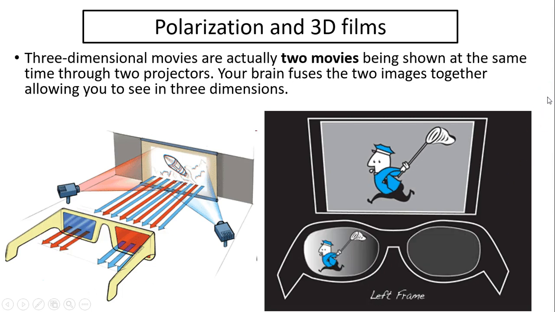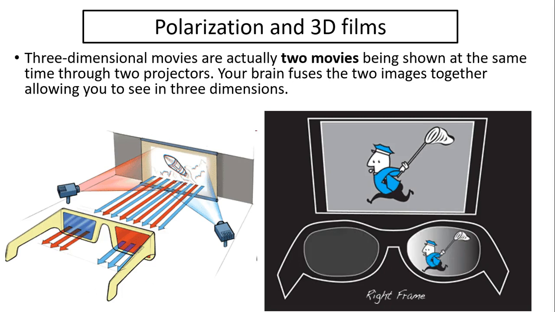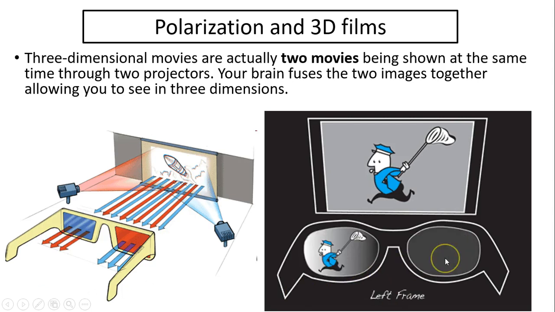Polarization and 3D film. We've probably all seen 3D film. How does that work? Three-dimensional movies are actually two movies being shown at the same time. You have two projectors on the same screen. There are two images, and one of your eyes sees one image, the other eye sees another image. Your brain actually fuses the two images together, allowing you to see in three dimensions. That's the gist of it.